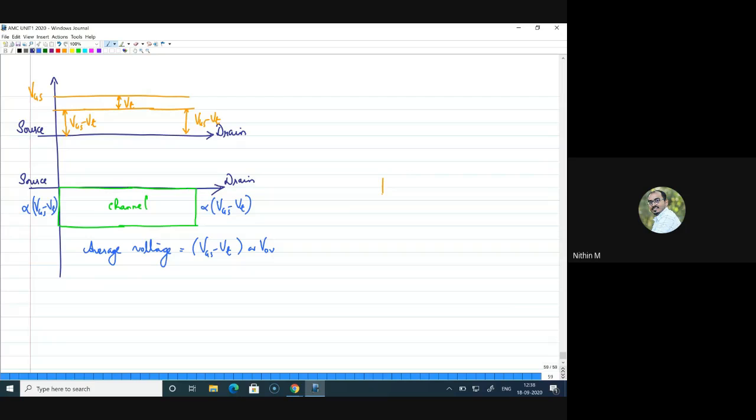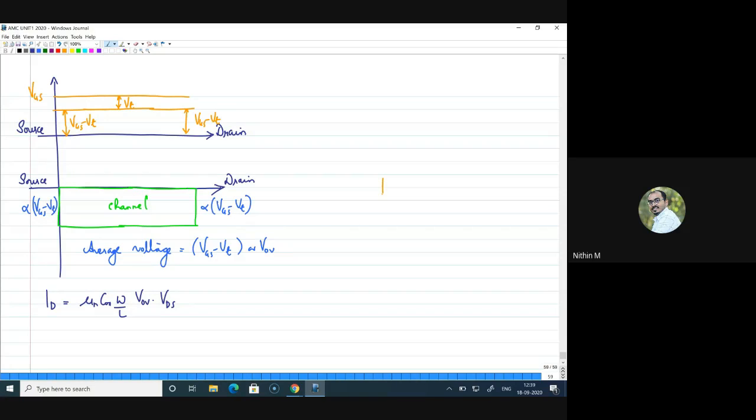Now what have I written for the drain current equation? The drain current equation I have written as mu n Cox of W by L into VOV into VDS. This is what I have written as the drain current equation. Right. I hope this is clear.